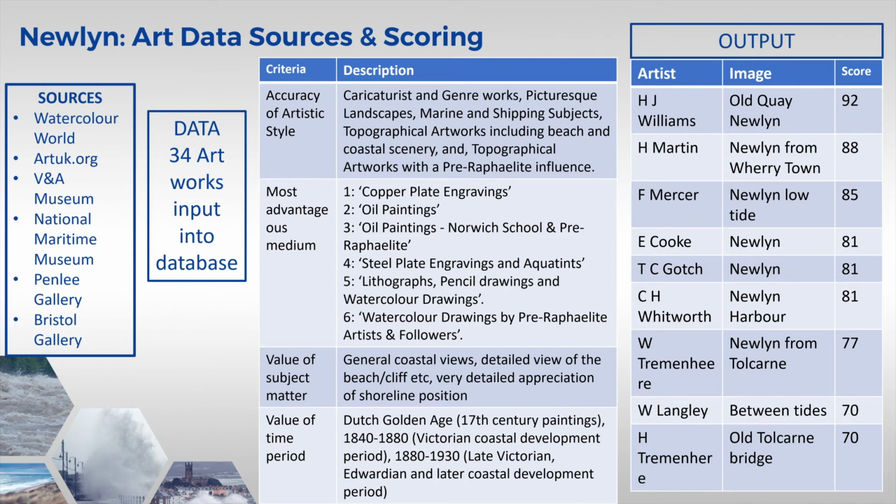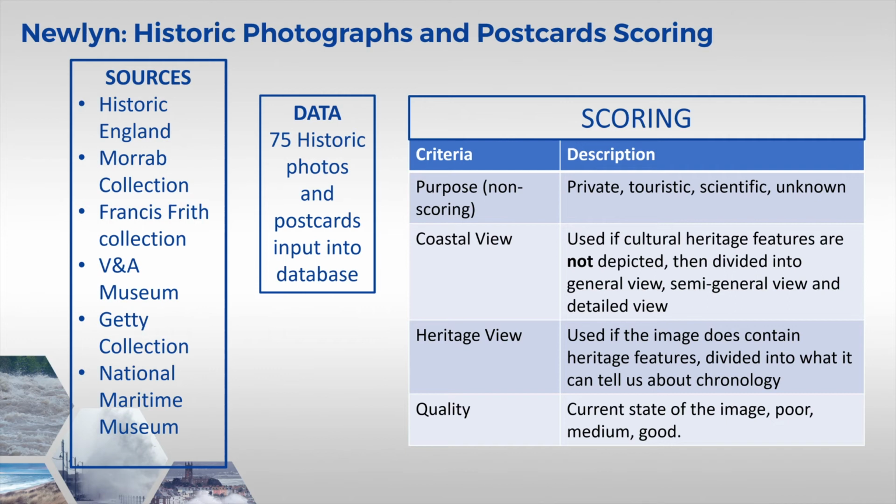But something that can be of even more value is the ability of art to tell the story of past change. Art is something that we all appreciate and love, and as such it's been a very useful tool when trying to tell the story of past change. The same is true of historic photographs and postcards that can tell a great story, and of course they can be very accurate if they're taken from the right angle, the right place and the right time. The criteria we use for this scoring are the purpose, whether there's a coastal view, if it's a heritage view, and of course the quality of the imagery.